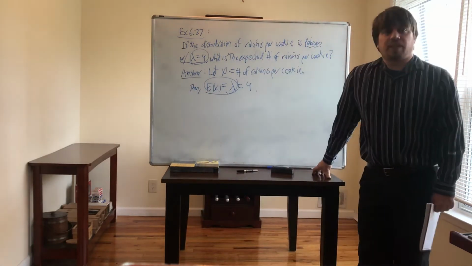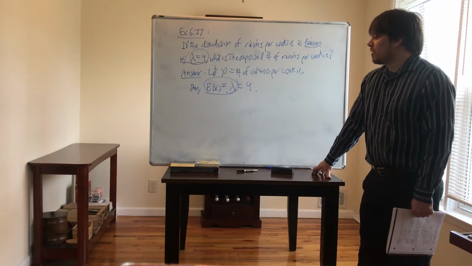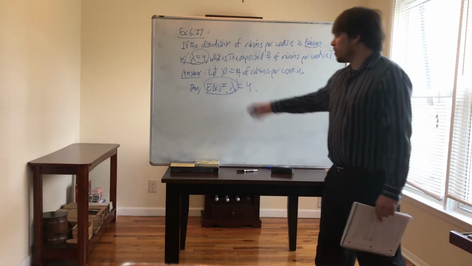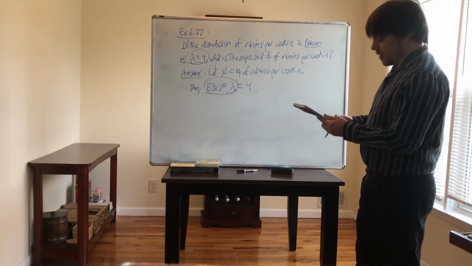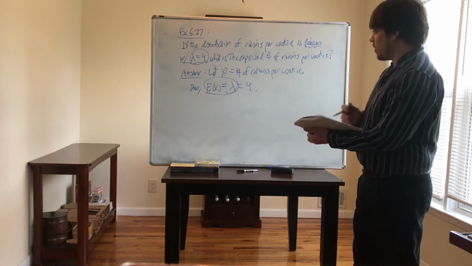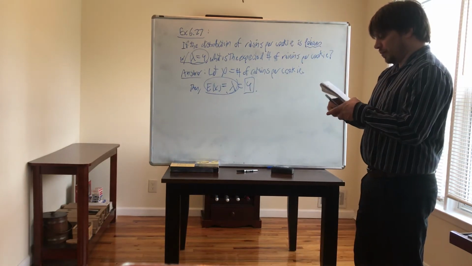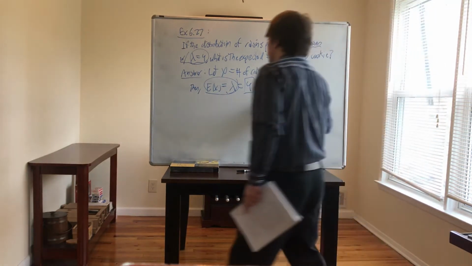E of X is lambda. Alright, so before, E of X was n times p for a binomial random variable. Here for a Poisson random variable, E of X is lambda. And we said lambda was 4. So E of X is 4. That's the final answer. Okay, so that's also easy.